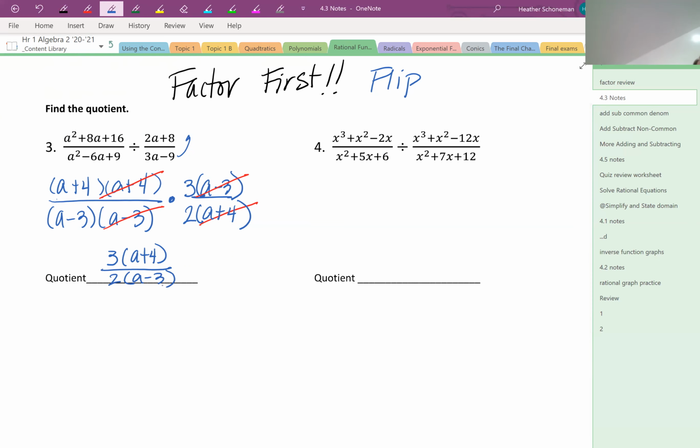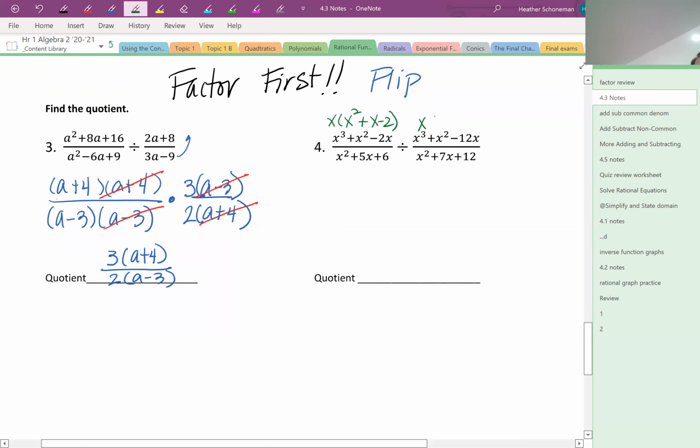Okay, one last one. This one, to factor, I'm going to have to take out the x. So let me do that first. And this one, I'm also going to have to take out the x. So I'm just going to do this first. Okay, now I'm ready to factor and flip.